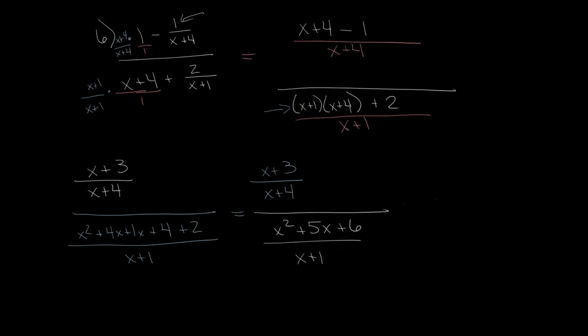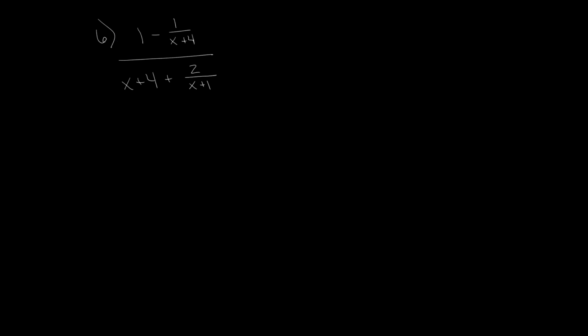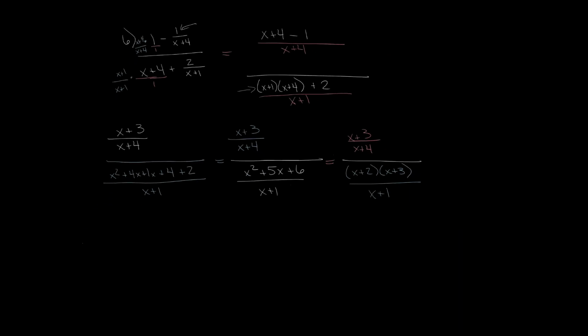Now, hopefully you see that that can be simplified or factored. So I'm going to leave the x plus 3 and the x plus 4 alone for now. That is all over this x squared plus 5x plus 6, which I can factor to x plus 2 times x plus 3, because 2 plus 3 is 5 and 2 times 3 is 6. And that is over x plus 1.